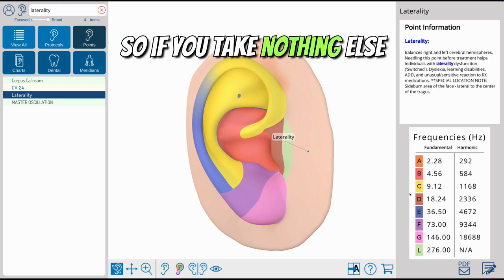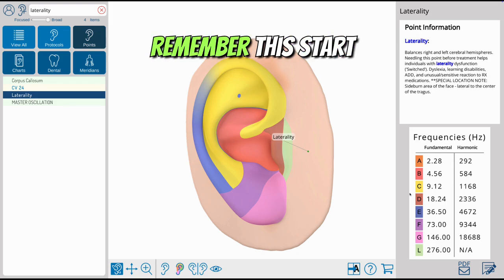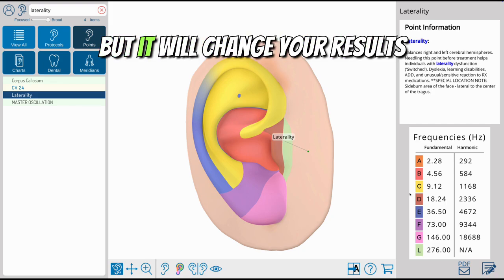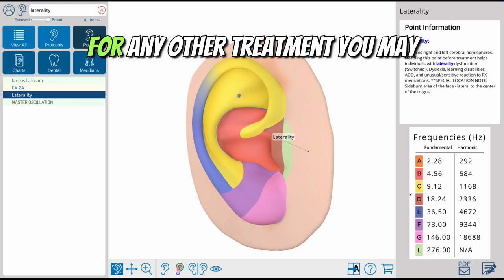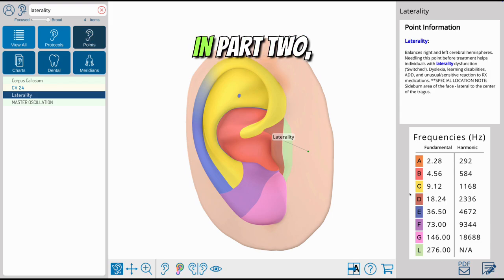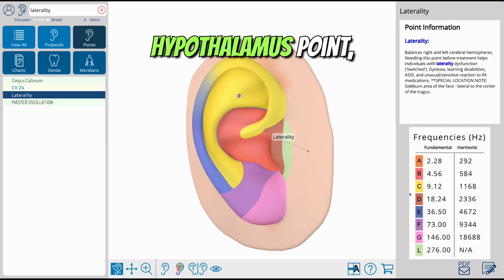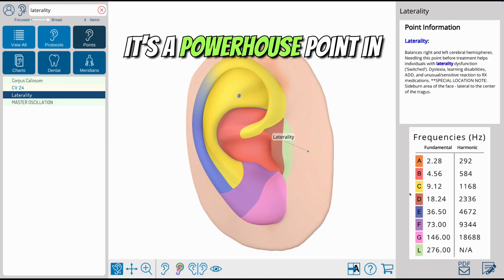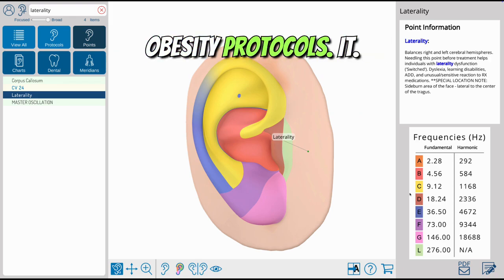So if you take nothing else from this series, remember this: start with laterality. It's not complicated, but it will change your results for any other treatment you may be doing, not just obesity. In part 2, we'll be covering the hypothalamus point, the command center for appetite, metabolism, circadian rhythm, and more. It's a powerhouse point in obesity protocols.